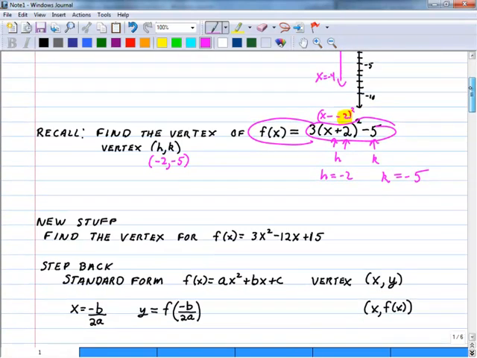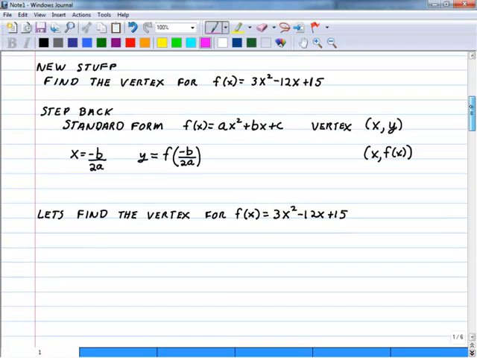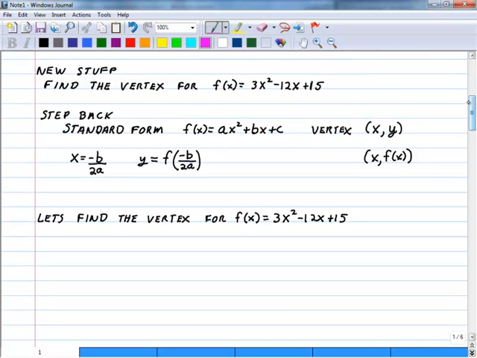But let's take a look at some new stuff. So that's the review, getting you prepped for this. So new stuff, find the vertex of the function f of x is equal to 3x squared minus 12x plus 15. Well, here we have a different form of a parabola. This is still going to graph as a parabola, but it's not written in vertex form.